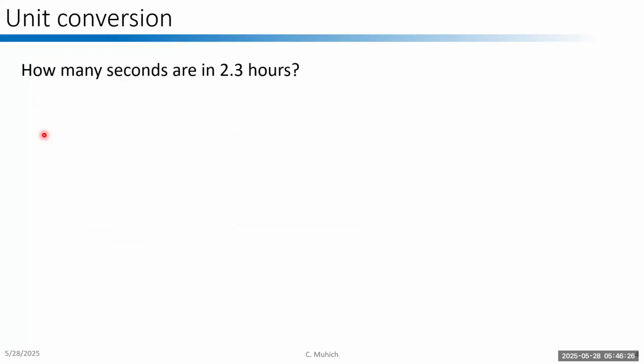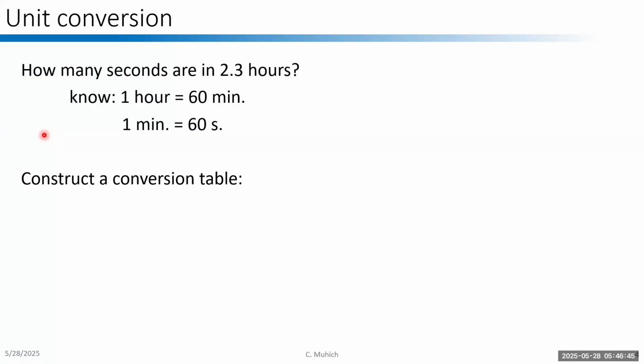So let's go through how we can do some simple conversions. Let's start out with this simple question: how many seconds are in 2.5 hours? Well, we can go to a lookup table. In this case, we should know this, that 1 hour is 60 minutes and 1 minute is 60 seconds. We then construct a unit conversion table, which is a horizontal line with a bunch of vertical lines.